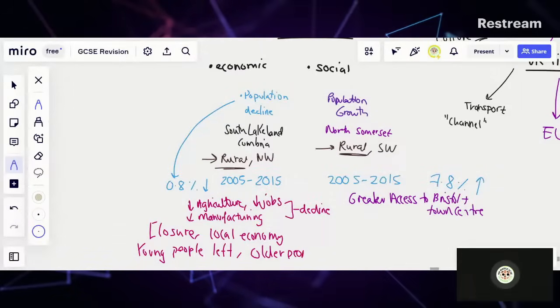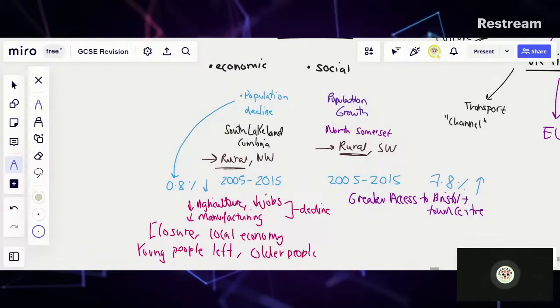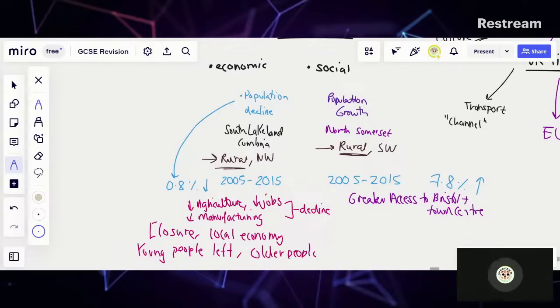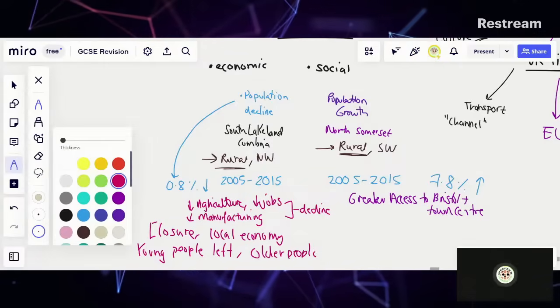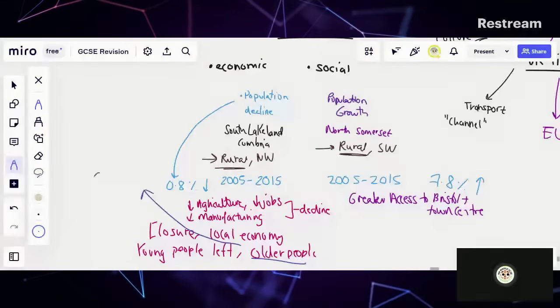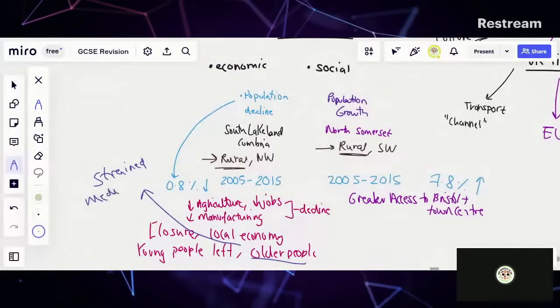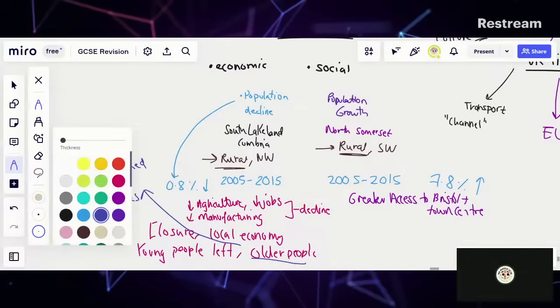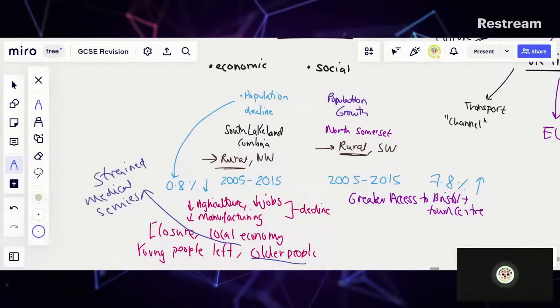And unfortunately, because there were so many old people, they actually put a strain on medical services and social care and old people's homes. They were unable to look after them because there are actually fewer people to look after them. So they strained the medical services. So there was a massive impact of population decline.